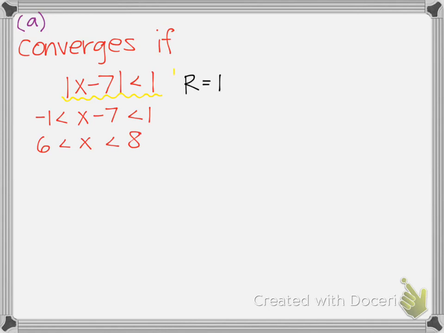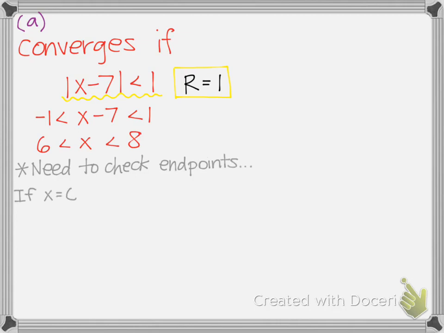From there, I can say that the radius of convergence is 1, since the absolute value of x minus 7 is equal to 1. So the only thing I have to worry about or consider is the endpoints, and I need to check both 6 and 8 to see if it converges at that point.